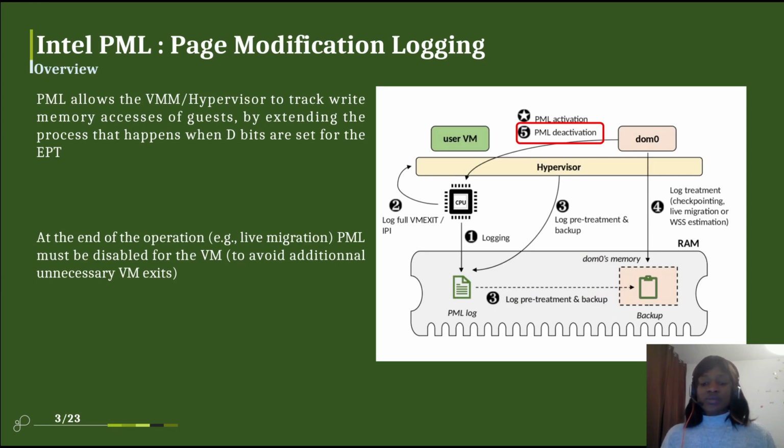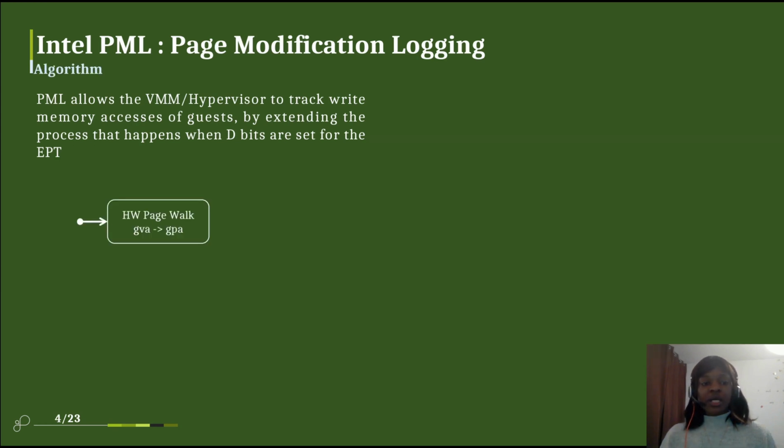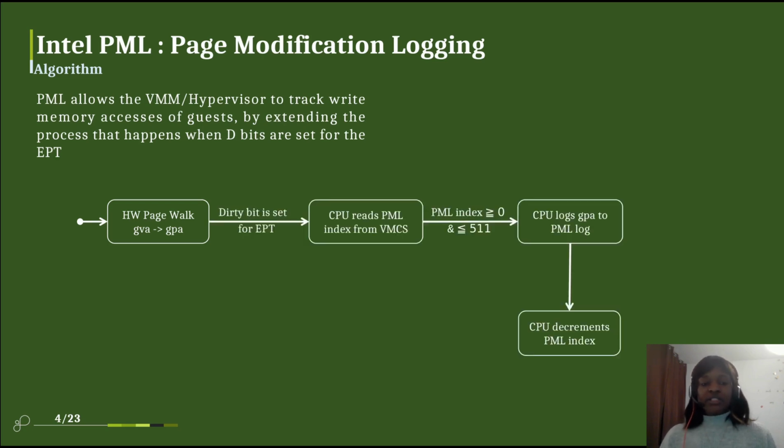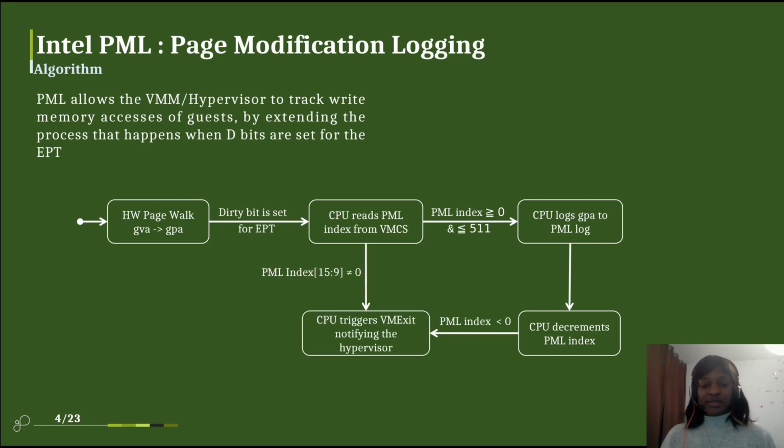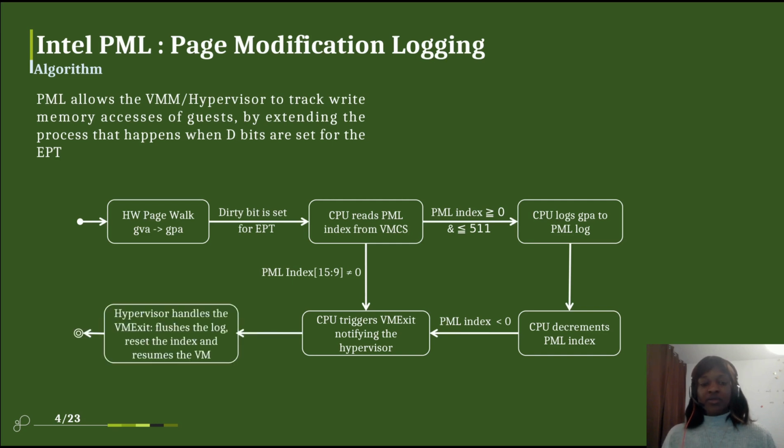This process could be summarized using a state diagram. During the page walk on TLB miss, if dirty bit is set for the extended page table, the processor logs the corresponding guest physical address and decrements the PML index if the log is not full, otherwise triggers a VM exit notifying the hypervisor that will handle it.